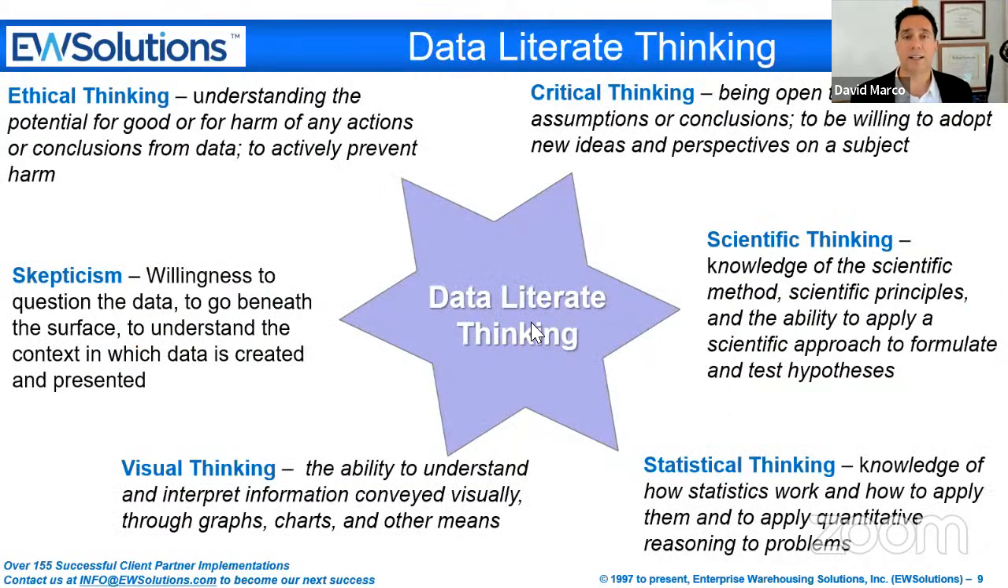And when we look at data literate thinking, we're really talking about 6 types of thinking. Critical thinking. What do we mean by this? So at one time, in the long ago, in the time that has been forgotten, critical thinking was taught in schools. And I mean at grade school and high school level. Critical thinking is being open to different assumptions and conclusions and being willing to adopt new ideas and perspectives on a subject. It really is the ability to look at something and not just take it at its face value.